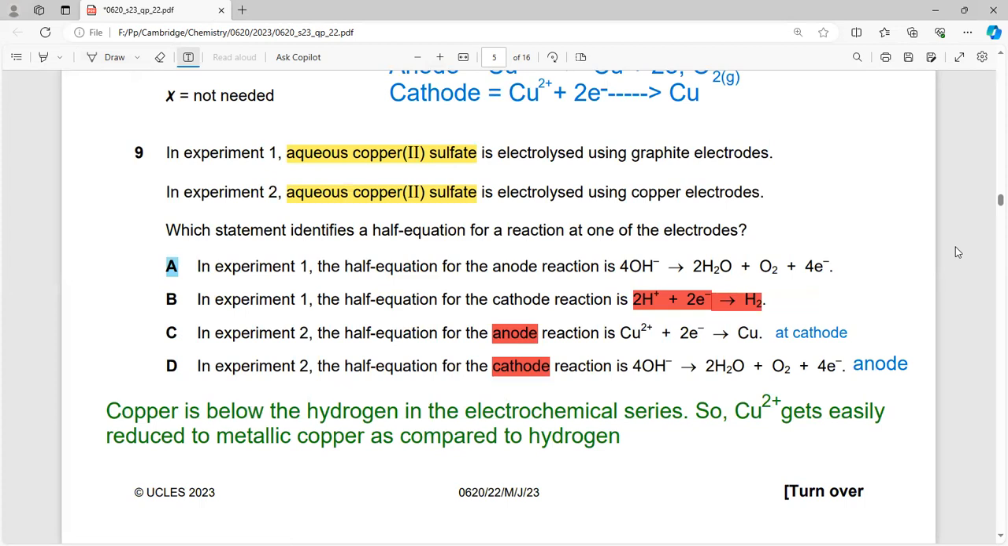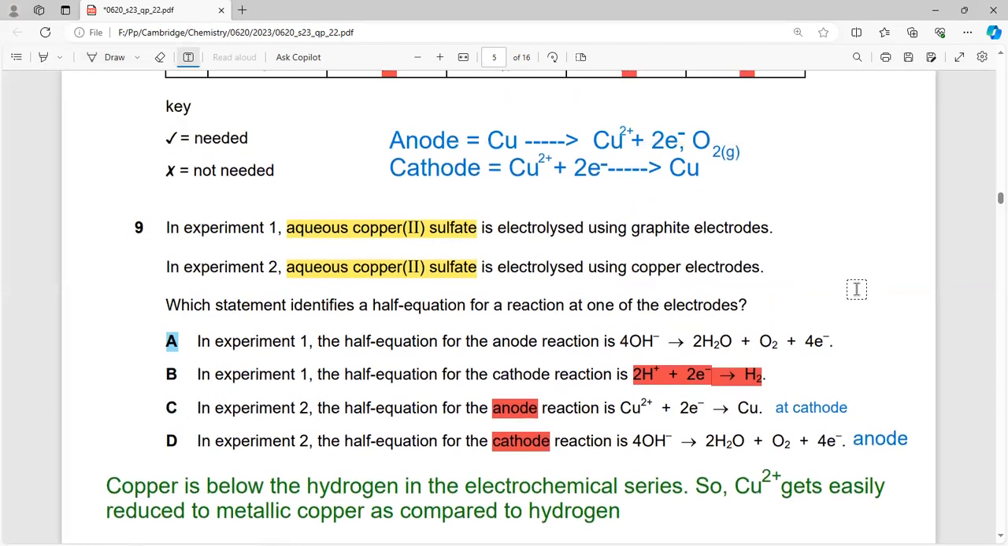In experiment number 1, the aqueous copper sulfate is electrolyzed using graphite electrodes. In experiment number 2, the aqueous copper sulfate is electrolyzed using copper electrodes. Which statement identifies the half equation of one of the electrodes? If you are performing the aqueous copper sulfate electrolysis, what will happen at the anode?